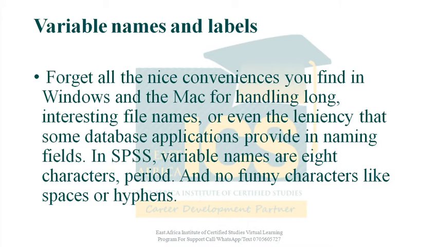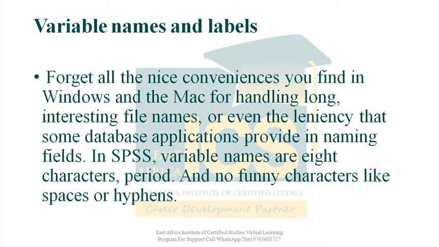That is it. So you do not enjoy the privilege of naming the variables with whatever number of characters you want. You will only be limited to 8. Either you use 7, 6, 5, but you won't go beyond 8. And no funny characters like spaces or hyphens. So again, another limitation, but it also helps. There is a reason for that. So you don't put a space in a variable name. You also don't put hyphens in a variable name.